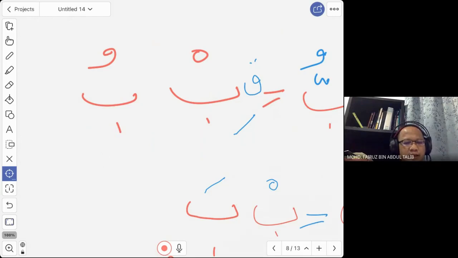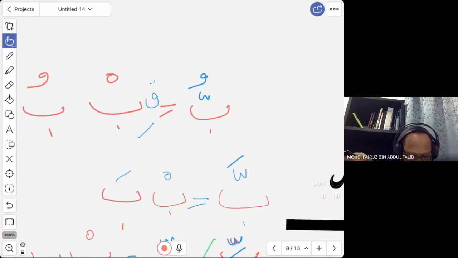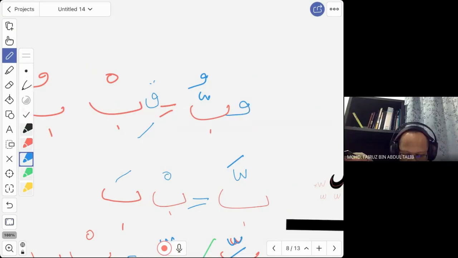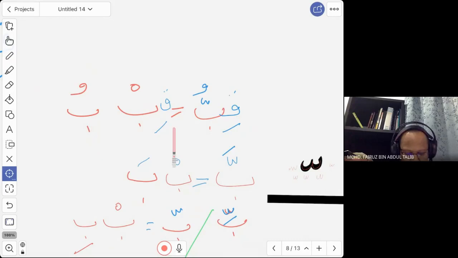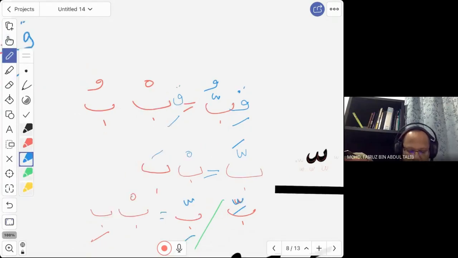Yes, Aisha. Qibbu, correct. So this is how you read the shadda. If we put a qaf here, then how do we read this? It is similar to what we read just now. Qibbu. So this is qibbu.